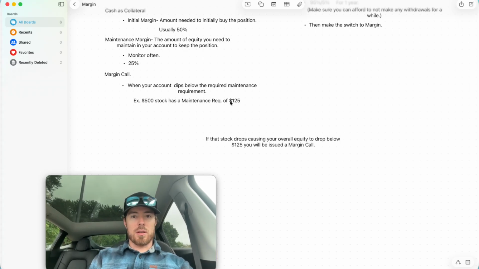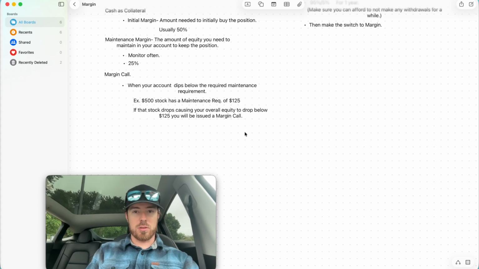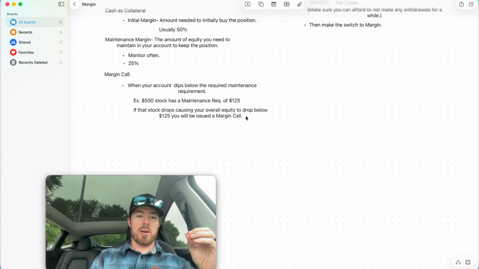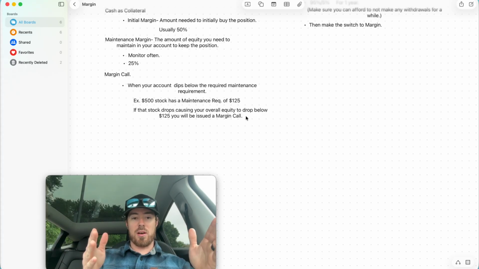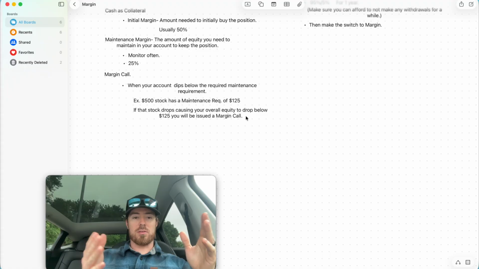This is me developing a system and sharing it with you so that you won't have to do the same thing. All right, so let's say a $500 stock has 25% maintenance margin, so that's $125. So you are required to maintain 125. If that stock drops, causing your overall equity to drop below 125, that's when you'll be issued a margin call. So just a little example for you, and it's really simple to think about in terms of one single stock. Say I just get on there and buy a Tesla stock or whatever, and it drops below 125. Okay, and it's $500. I'm issued a margin call.